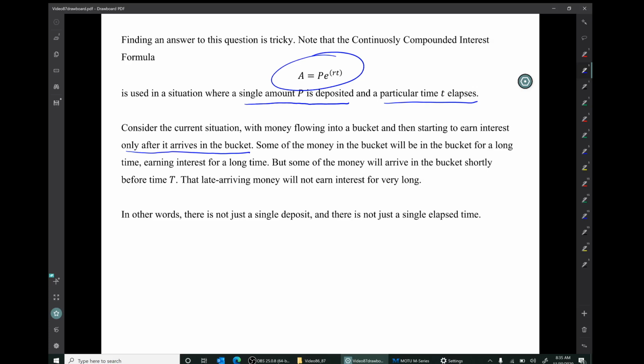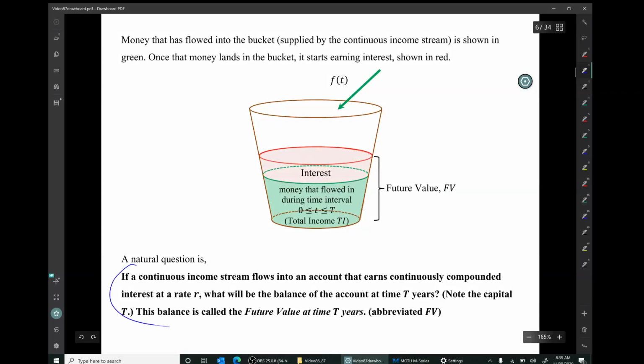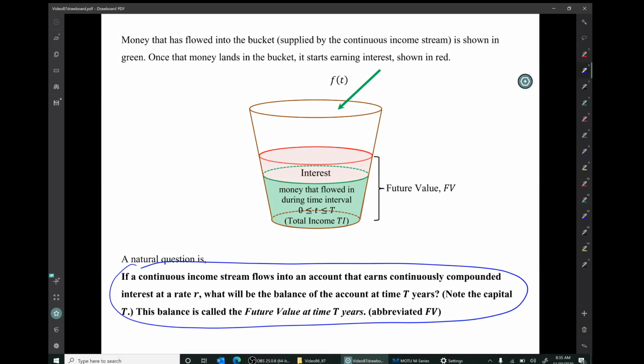But some of the money will arrive in the bucket shortly before time capital T. That late arriving money won't earn interest for very long. In other words, there's not just a single deposit, and there's not just a single elapsed time. So finding the answer to this question, what will be the balance of the account at time capital T years, is difficult.